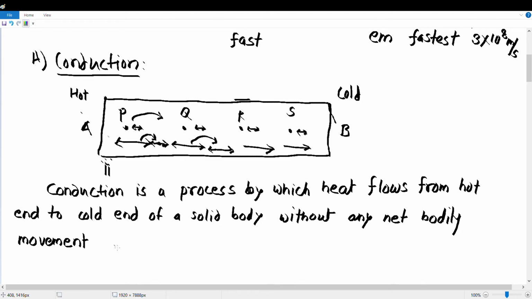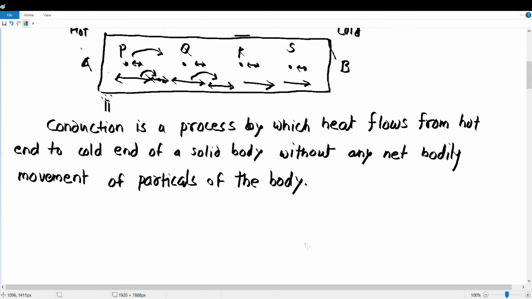Without any net bodily movement of particles of the body. So this is the definition of conduction. What is conduction? Conduction is a process by which heat flows from hot end to cold end of a solid body without any net bodily movement of particles of the body.